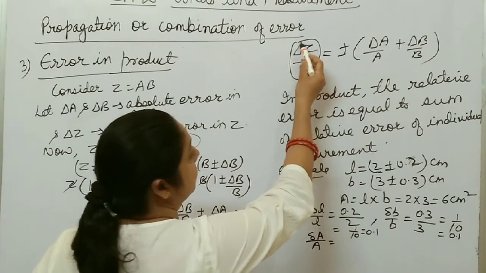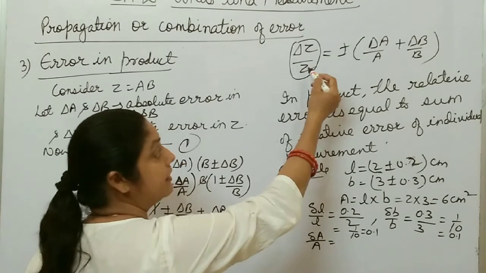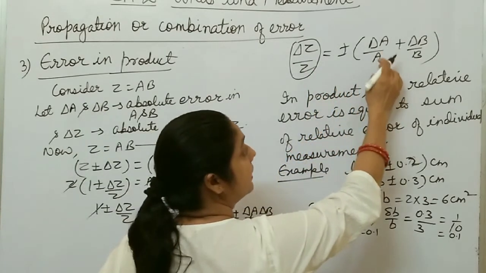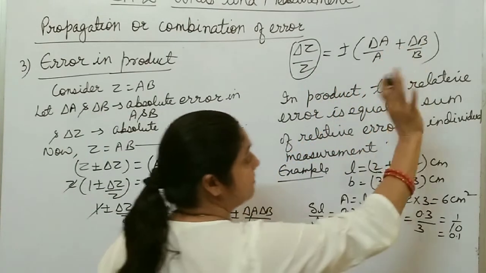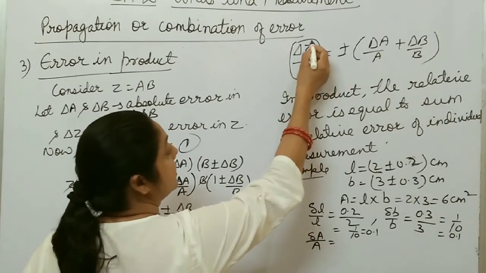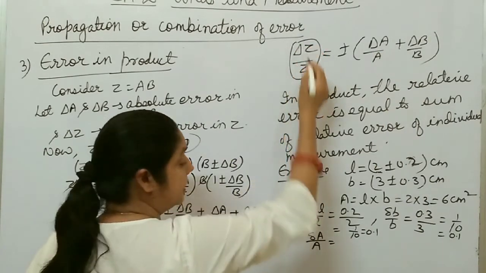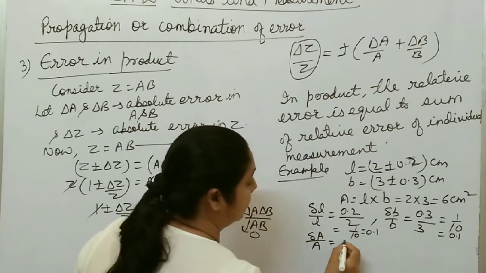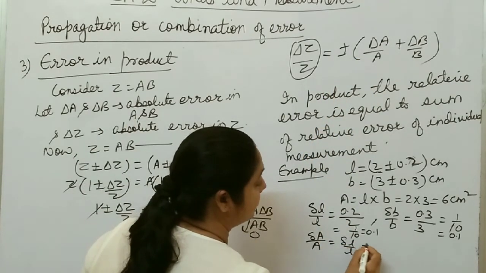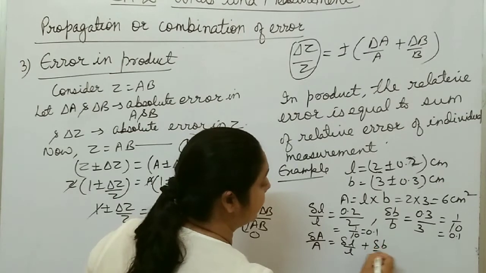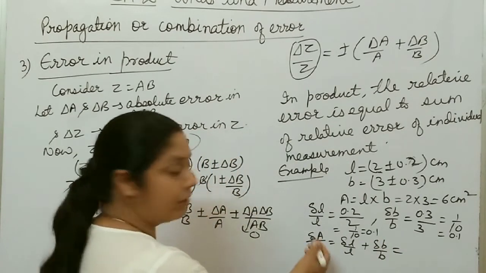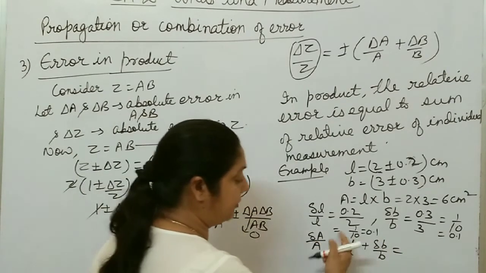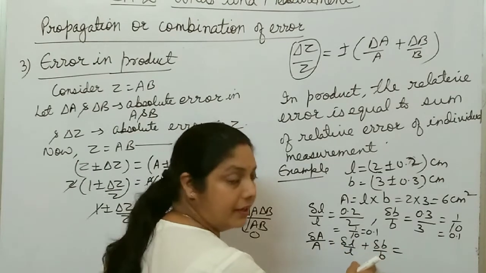The relative error in this final result is equal to the relative error of A, the sum of the measurements. So this is delta Z, which is delta A. So what is delta A by A? Delta L by L plus delta B by B. In this way you calculate delta A by A: the relative error in length plus the relative error in B.